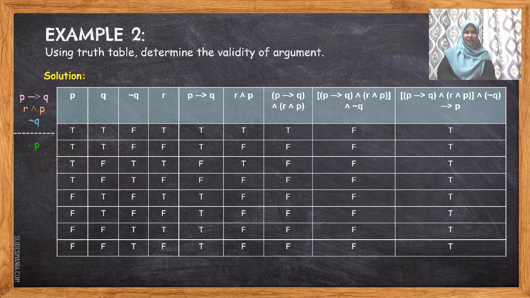So for negation Q, it is just the inverse of Q. So we get false, false, true, true, false, false, true, true.